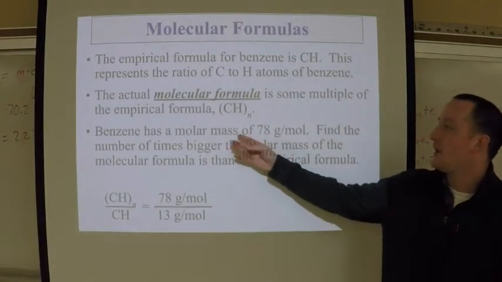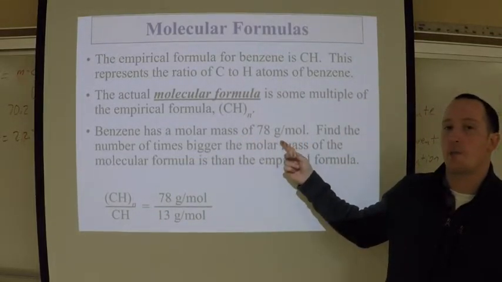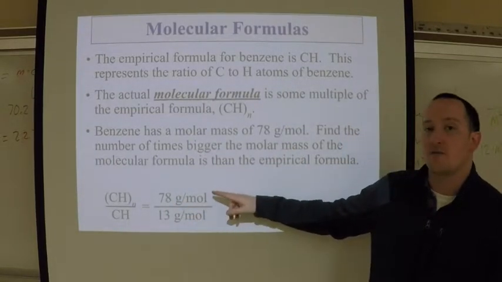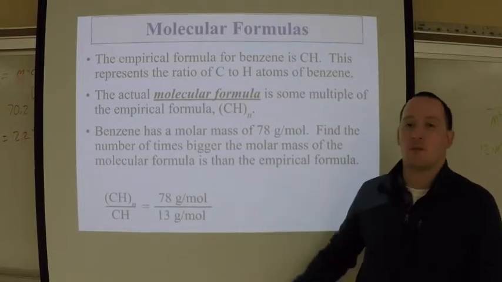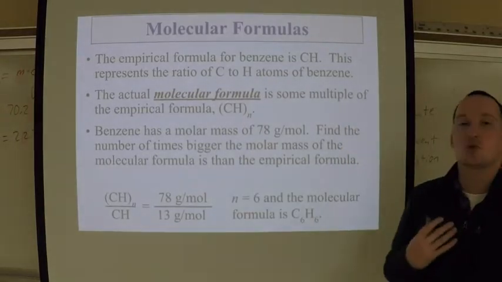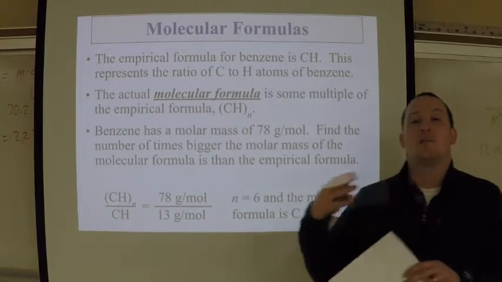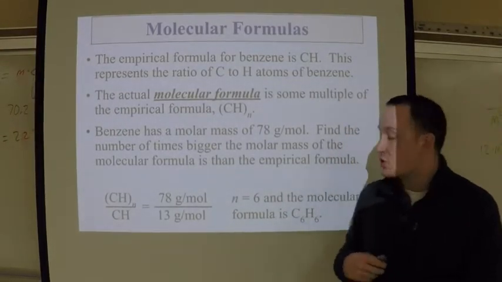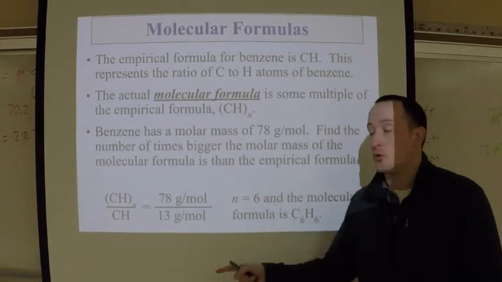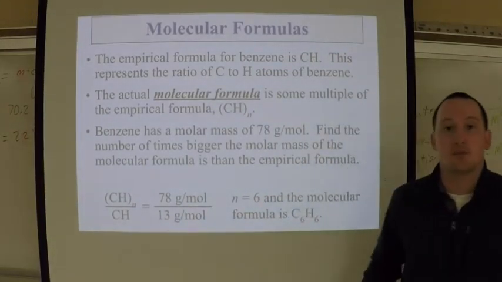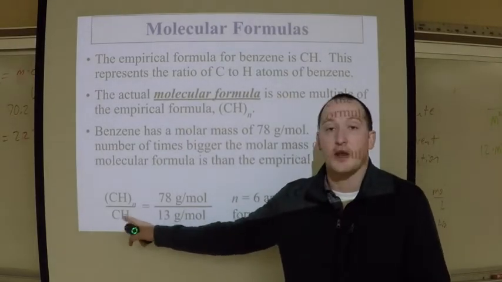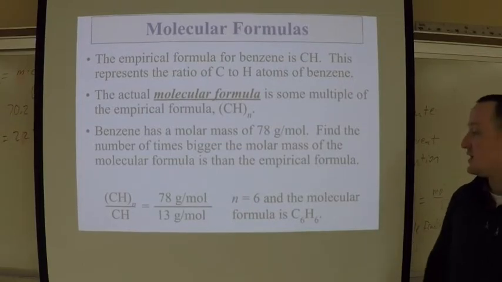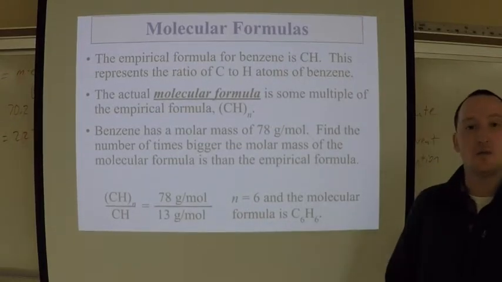Then I'd go, well, if the problem told me the molar mass of my compound should be 78, I'm going to take the molar mass of my molecular formula and divide it by the molar mass of my empirical formula. Here's what that means. That means that my molecular formula is 6 times bigger than my empirical formula. So I'm going to multiply each subscript by 6. Because it's C1H1, that means the real molecular formula for benzene is C6H6, which we learned earlier.